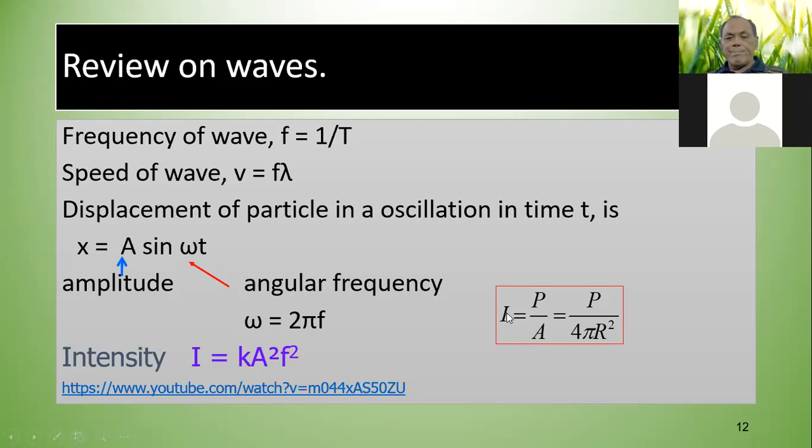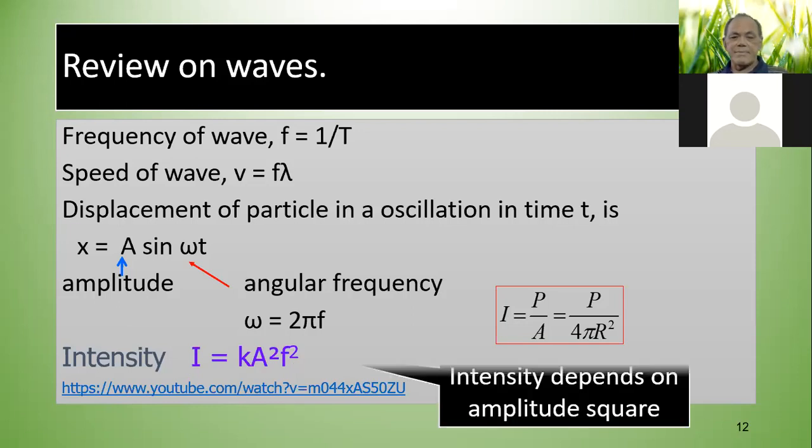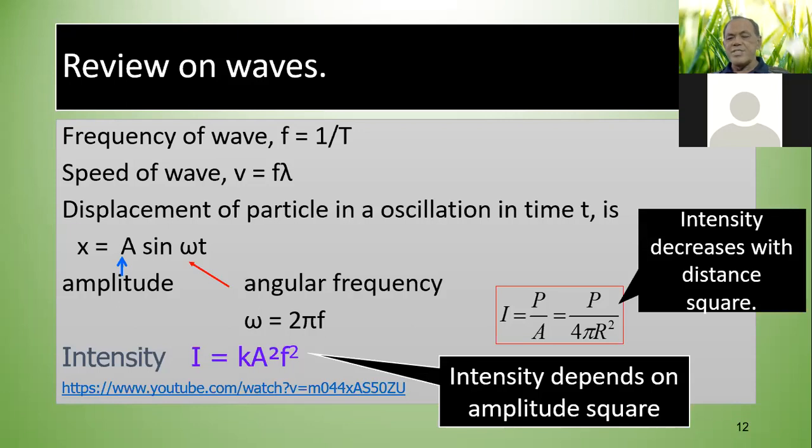Your intensity, right, is spread out. So it means that further and further away, the intensity becomes smaller and smaller. Right? The energy that the person receives becomes smaller and smaller. So all you need to know is intensity is proportional to amplitude squared. Intensity decreases with distance squared.